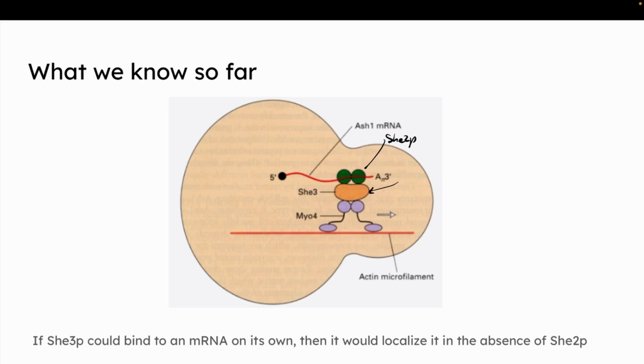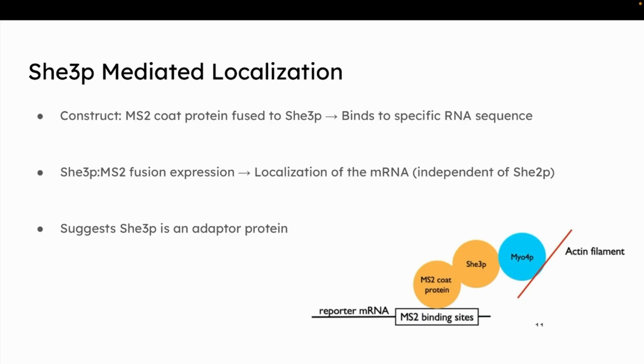And so this kind of suggests that if we could get SHEP3 to bind to the mRNA on its own, then we could localize the mRNA anyway, right? This is sort of what this model would predict. And so if we want to test this model, we've got to see, okay, if we remove SHEP2, but we somehow get SHEP3 binding to the mRNA, do we get localization? Because if so, that really supports this model. And that is exactly what they saw.